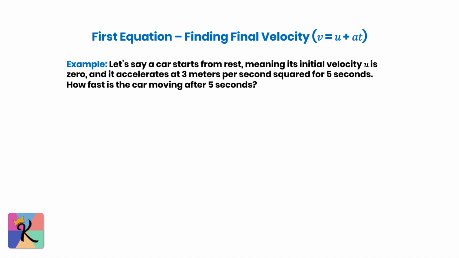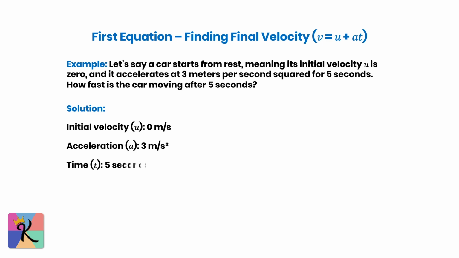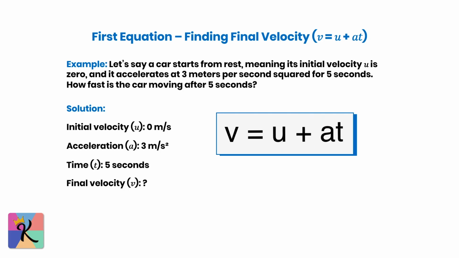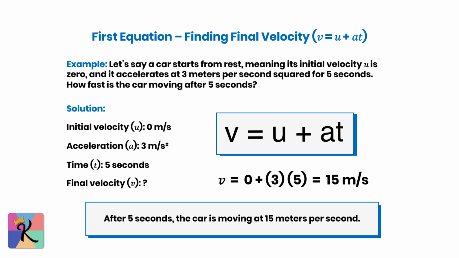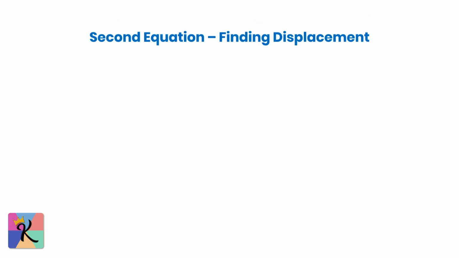For example, let's say a car starts from rest, meaning its initial velocity, u, is 0, and it accelerates at 3 meters per second squared for 5 seconds. How fast is the car moving after 5 seconds? Using this equation, let's find how fast the car is moving after 5 seconds. After 5 seconds, the car is moving at 15 meters per second. Easy, right?